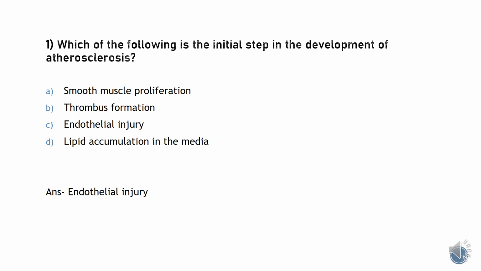First question, which of the following is the initial step in the development of atherosclerosis? So the options are smooth muscle proliferation, thrombus formation, endothelial injury, and lipid accumulation in the media. So the answer is endothelial injury because atherosclerosis begins with the damage to the inner lining of the blood vessel, which is known as the endothelium. So here it gets damaged, which increases the permeability, and it also triggers the inflammation, which sets the stage for the plaque formation.